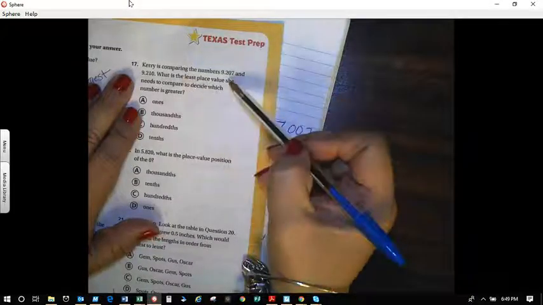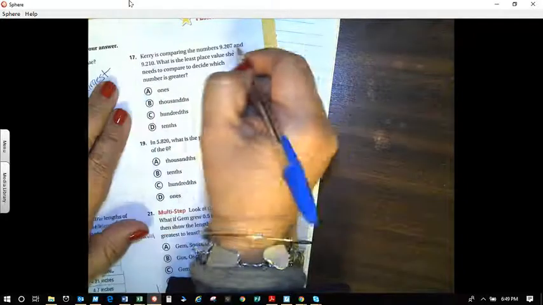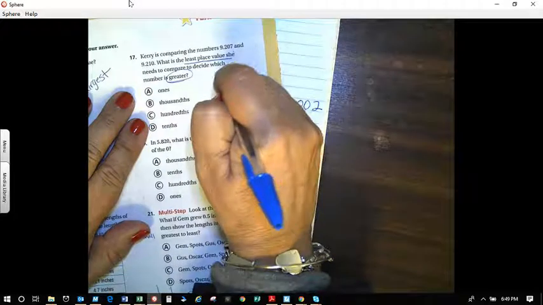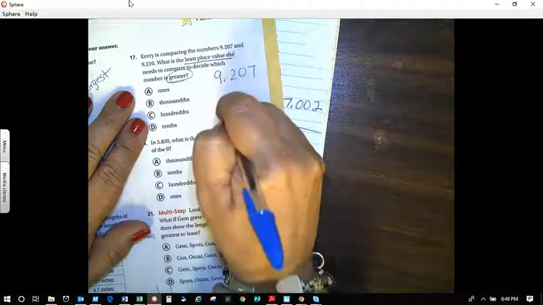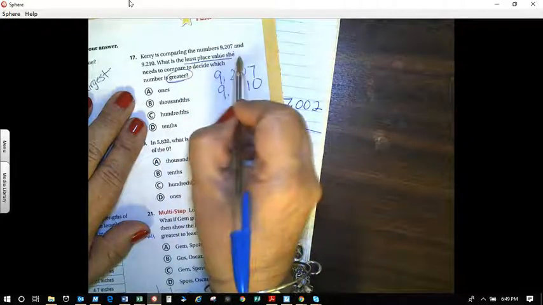Carrie is comparing the numbers of 9 and 207 thousandths and 9 and 210 thousandths. What is the least place value she needs to compare to decide which number is greater? So I'm going to just line these up. I'll just use my strategies. Why even try to guess it? So we wanted to say what is the least place value she needs to compare.